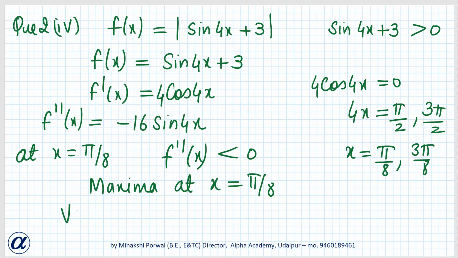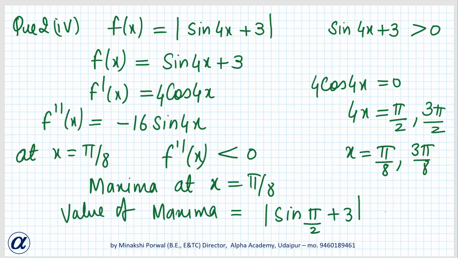Okay. So the value of maxima will be equal to substituting pi by 8 in f(x). That is equal to sine of 4 into pi by 8, that is pi by 2, plus 3. So sine pi by 2 is 1. So that will be 4 only. Okay. So the maximum is at x equals pi by 8 and the maximum value is this. Okay. Yes.